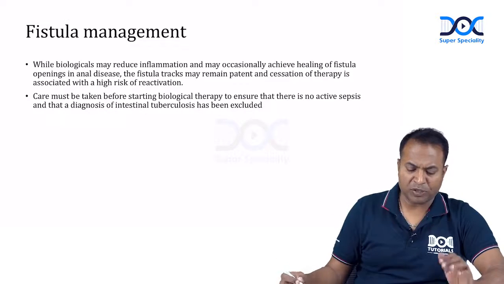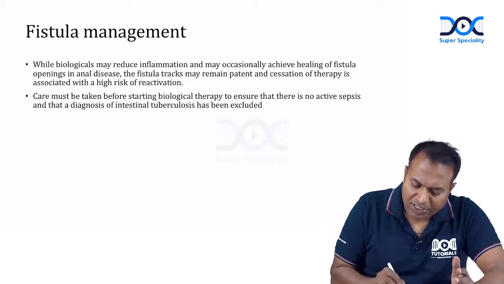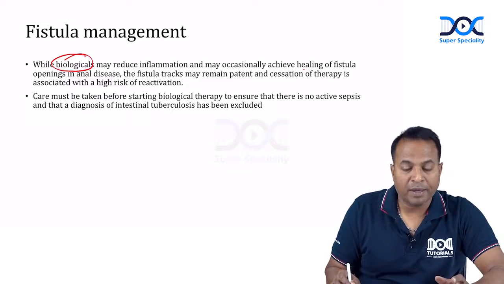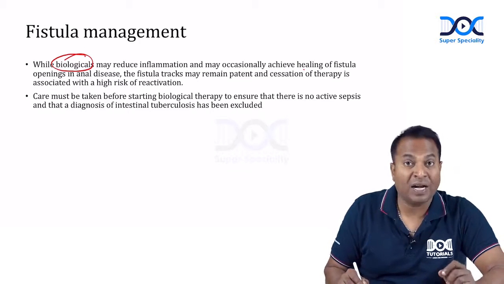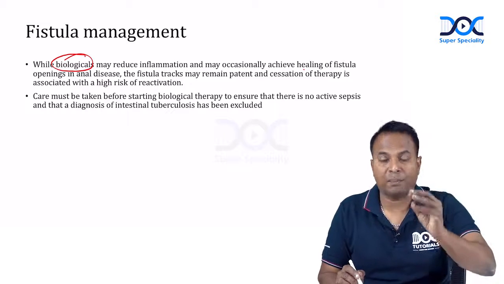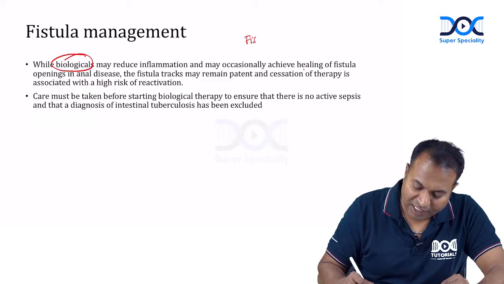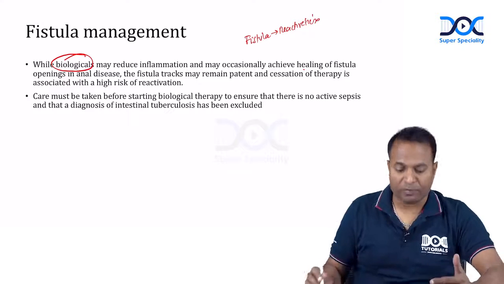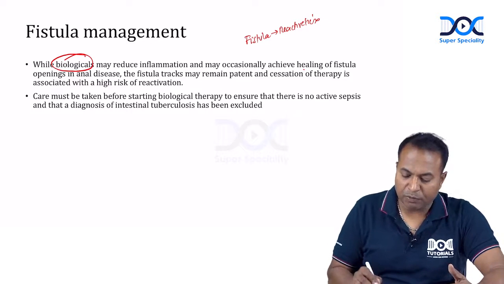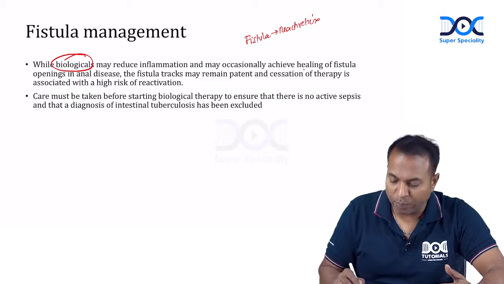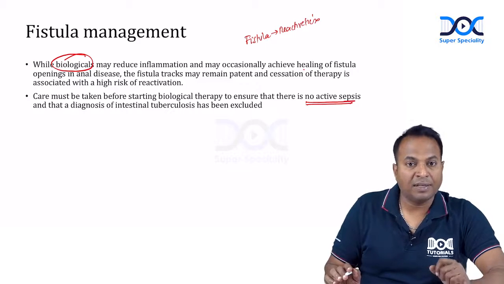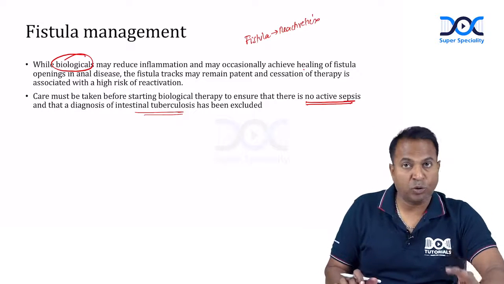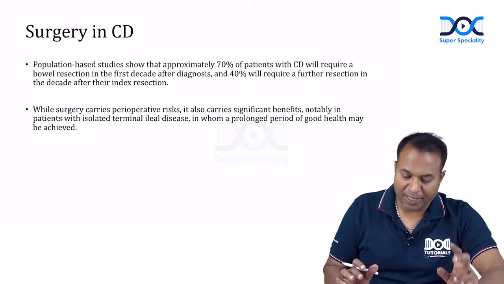So, fistula management. Whenever there is a fistula, while biological agents like monoclonal antibodies may reduce the inflammation and occasionally achieve healing of fistula, the fistula tracts may remain patent and after stopping the therapy, it can reopen. Please remember, fistula reactivation is seen after stopping the therapy. Care must be taken before starting biological therapy to ensure there is no active sepsis, and that a diagnosis of intestinal tuberculosis has been excluded is very important. Ensure there is no TB, no sepsis before starting biological agents.